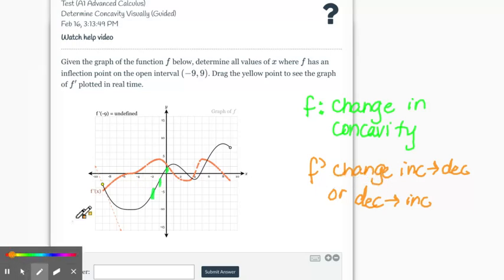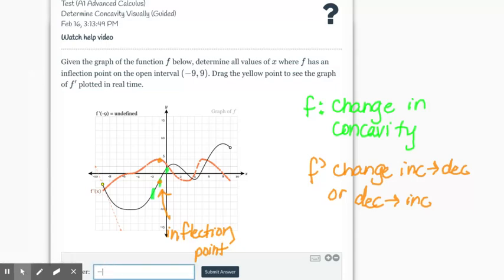So then I look at the graph of F prime, and I see that it increases, increases, increases, and then all of a sudden starts decreasing. So right here is where it changes from increasing to decreasing, which is an X value of -1. So right there, that is an inflection point. So far I know that there's an inflection point at X equals -1, but there could be more.